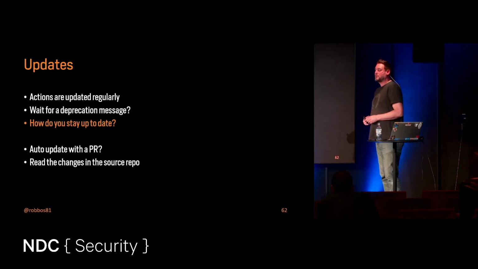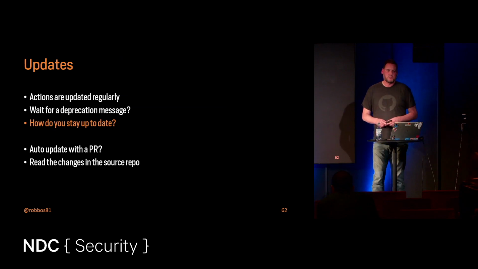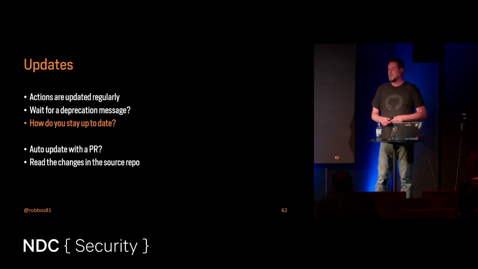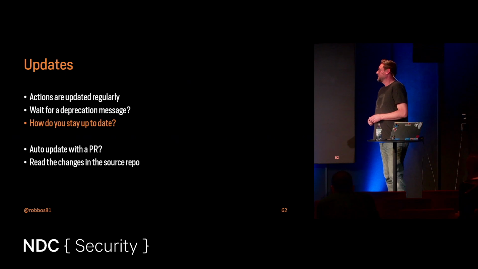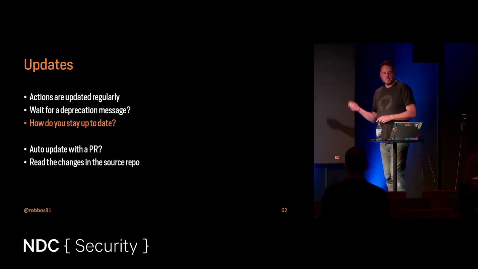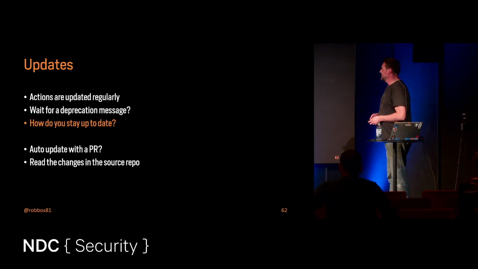Because as I said, we have 12,500 actions. It's all open source, and most of them are pretty active. So they update it every other day. Do you wait for a deprecation message on the repository there? We only have a version available inside of GitHub. How the hell can we stay up to date?